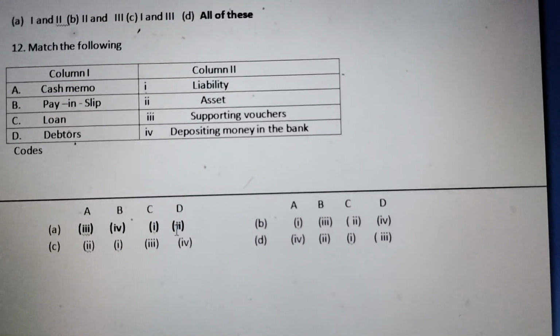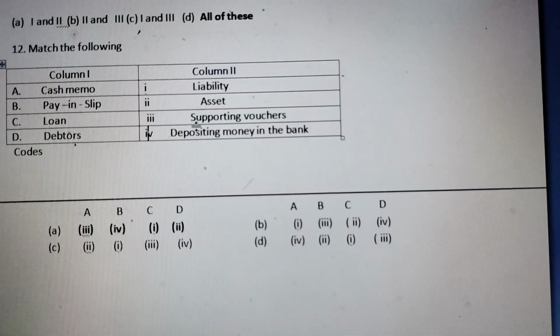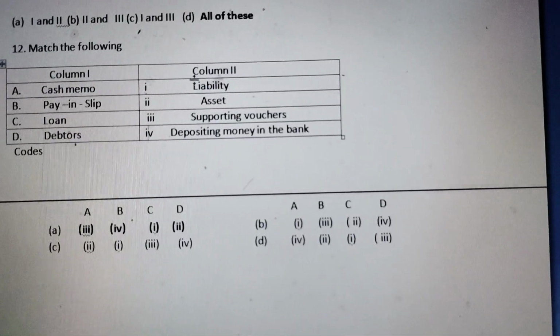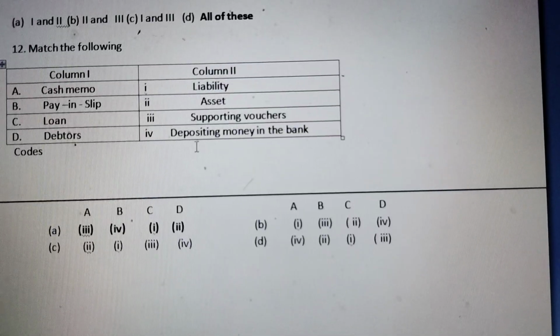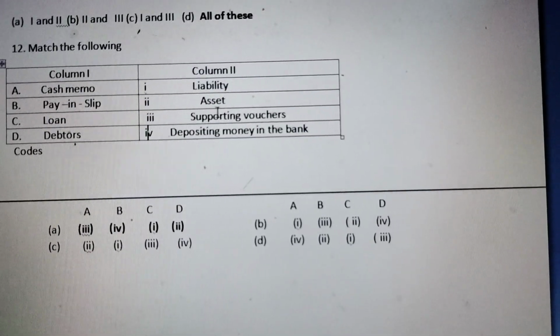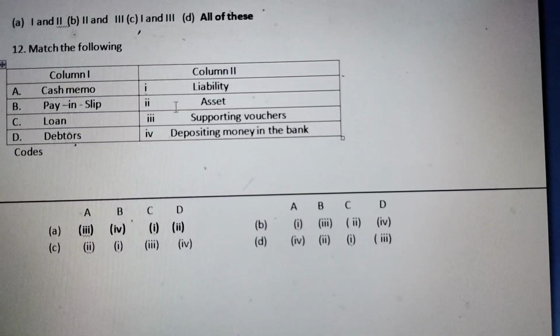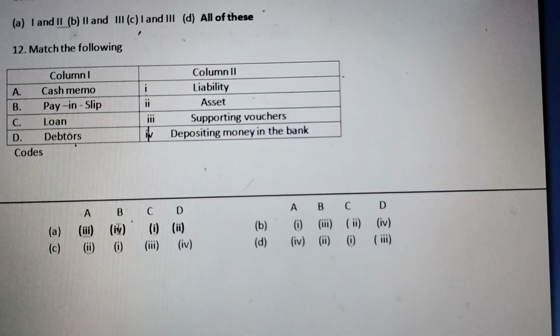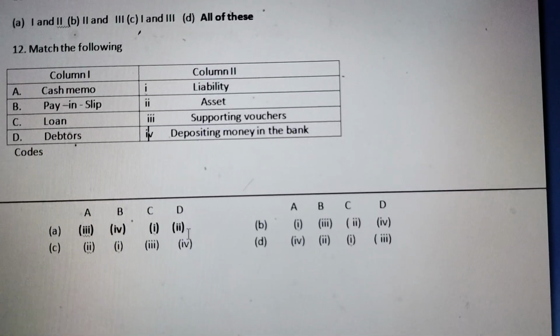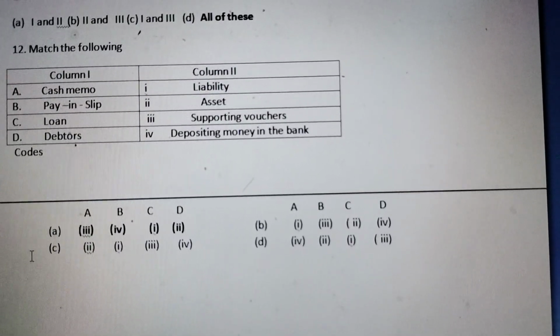Again, I am explaining. In column 1 and column 2, you have to match. For cash memo, it is a supporting voucher, so write A, 3. Then pay in slip, it is depositing money in the bank, so for B, write 4. C is a liability, so for C, write 1. And D is an asset, so write 2. So 3, 4, 1, 2. So where is 3, 4, 1, 2? So the answer A is correct.